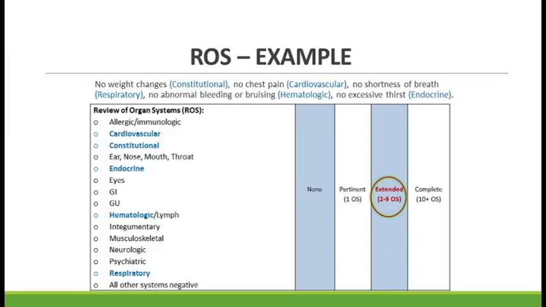Let's see what level of ROS we have in this example. Again, I have listed the system the terminology would be credited to in blue. No weight changes would count toward constitutional. No chest pain was credited to cardiovascular. No shortness of breath to the respiratory system. No abnormal bleeding or bruising to hematologic. No excessive thirst to endocrine. So we have an extended ROS because we have documented responses in 5 systems, and that falls between the 2 to 9 systems required for an extended ROS.